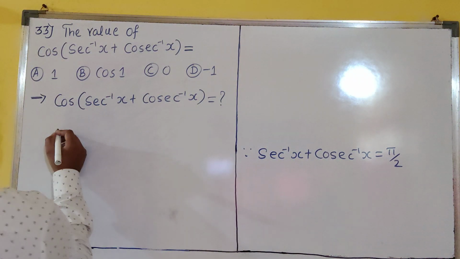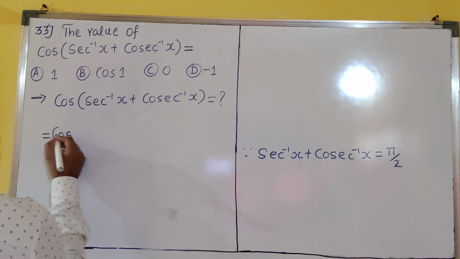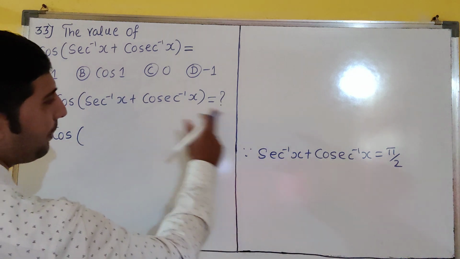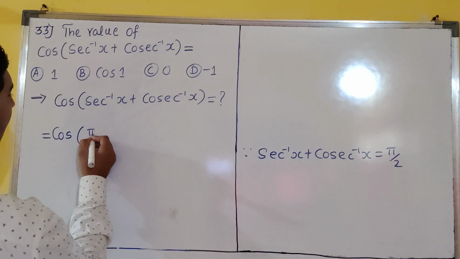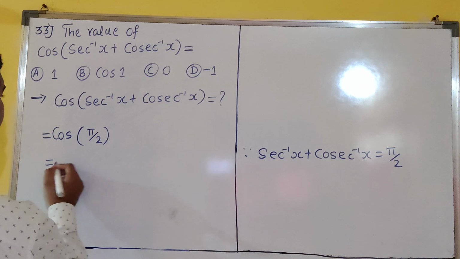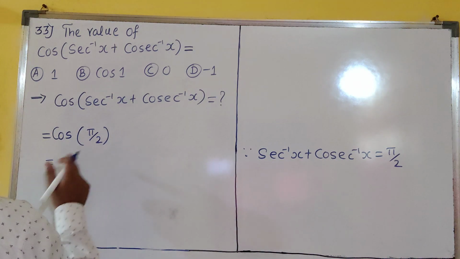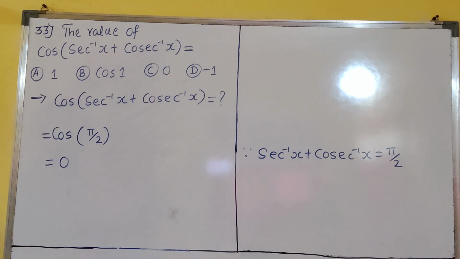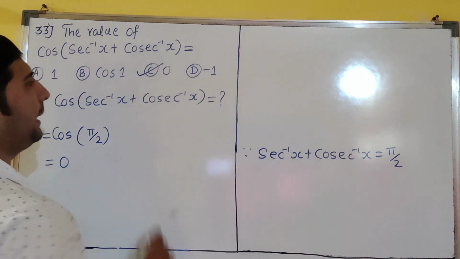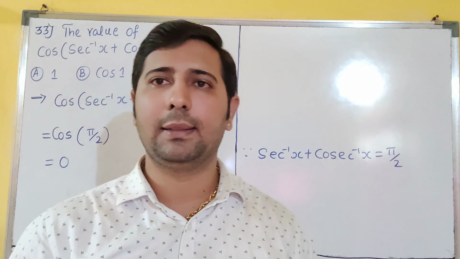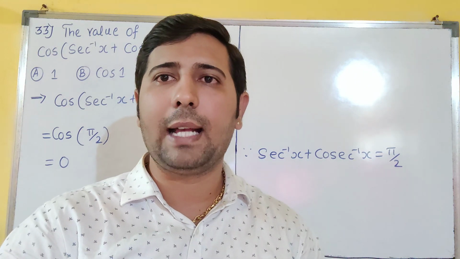So now see what will happen. Cos of sec inverse of x plus cosec inverse of x is what? Pi by 2. Cos of pi by 2, pi by 2 means 90. Cos 90 is what? 0, dear students. Our answer is what? Option C. C is our correct answer. C for Congo. Congo is our answer, dear students.